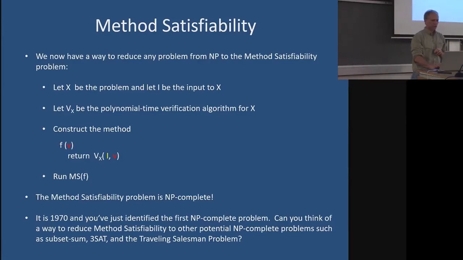Fortunately, Cook didn't have that problem. So the original NP-complete problem was circuit satisfiability, not method satisfiability. It was circuit satisfiability.